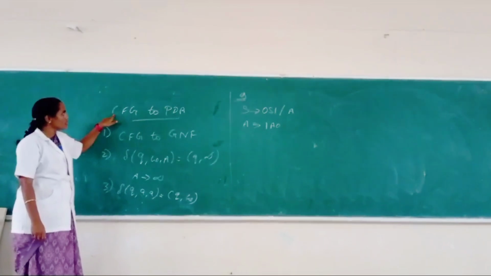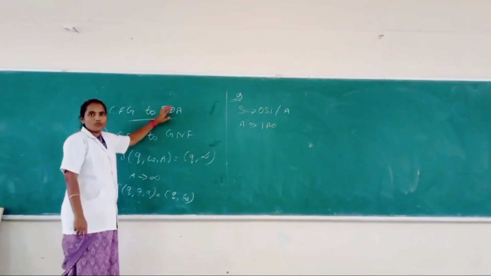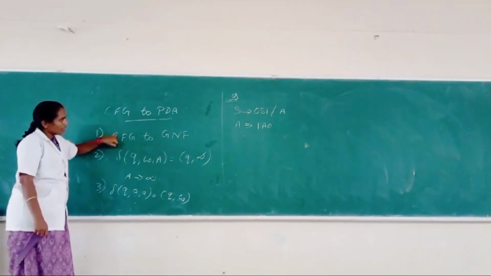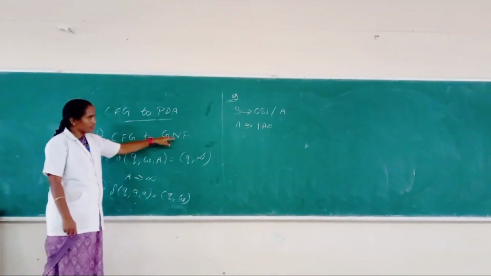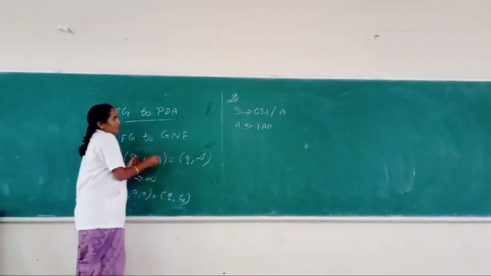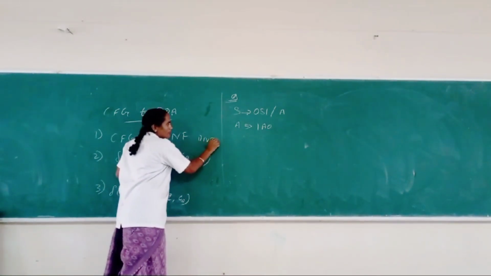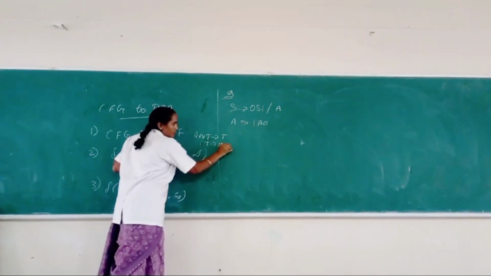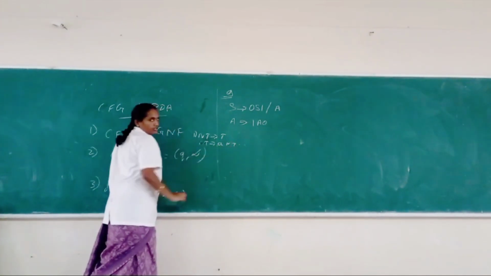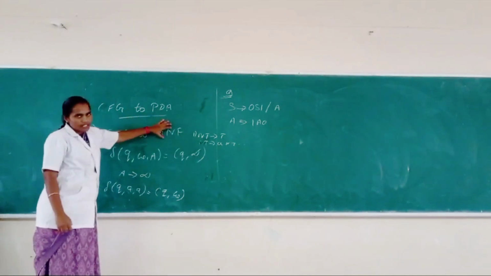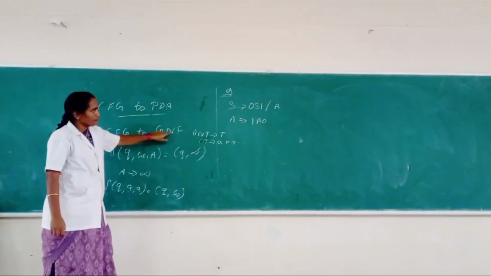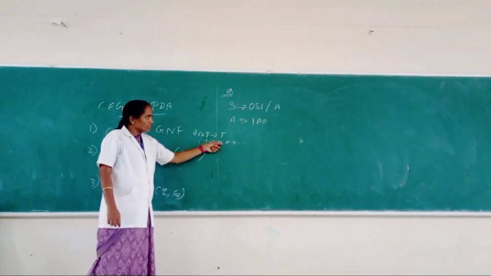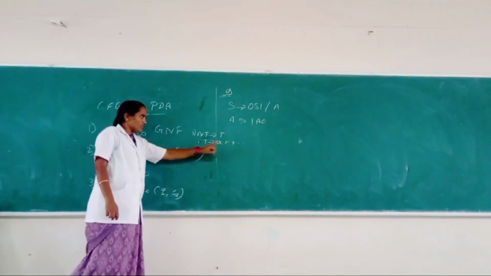Today we are going to see the context-free grammar to pushdown automata conversion. There are 3 rules to follow. First one, convert context-free grammar to GNF. GNF is in the format: non-terminal tends to terminal, or non-terminal tends to terminal followed by any number of non-terminals. Okay? So we have converted the context-free grammar to GNF. GNF will be in the format non-terminal tends to terminal, non-terminal tends to terminal followed by any number of non-terminals.